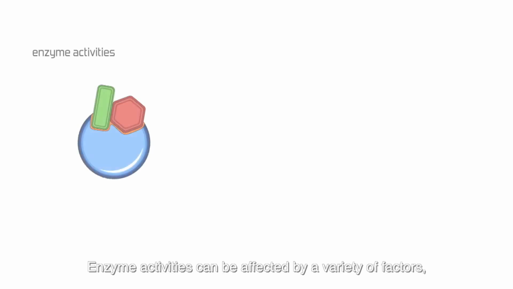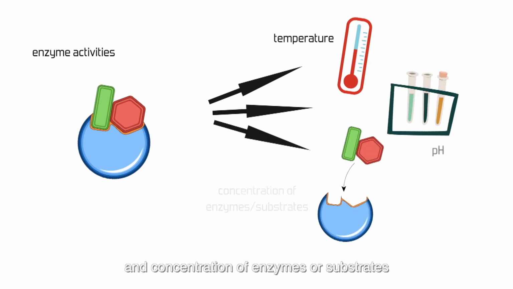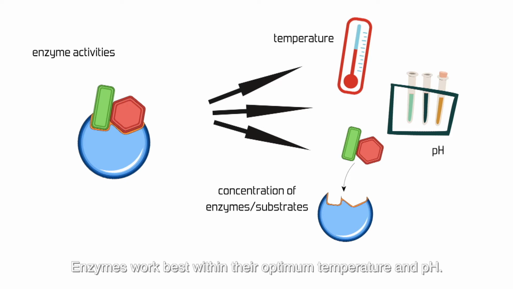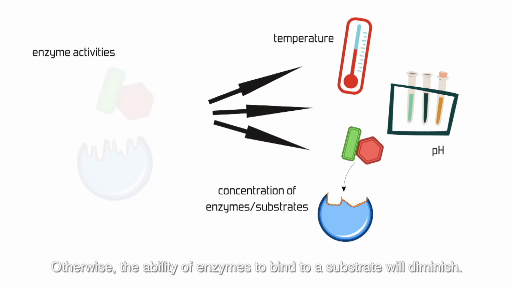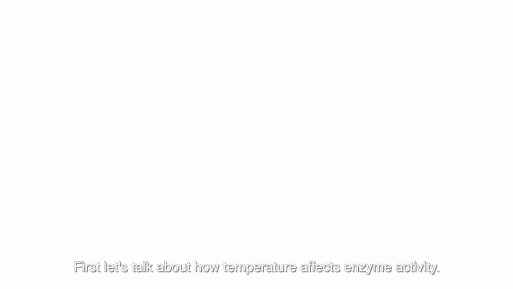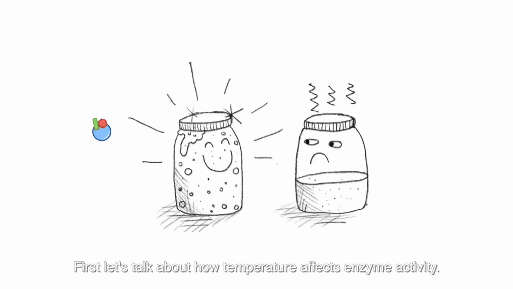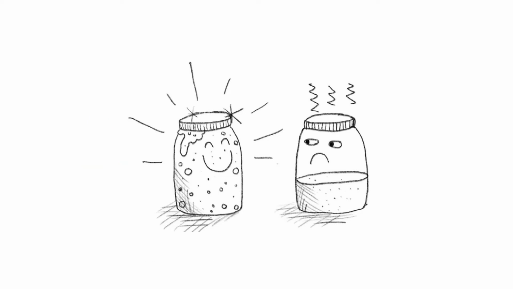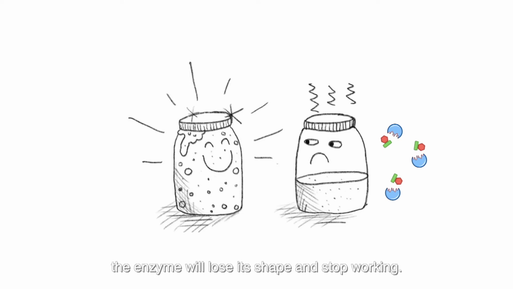Enzyme activities can be affected by a variety of factors, including temperature, pH, and concentration of enzymes or substrates. Enzymes work best within their optimum temperature and pH. Otherwise, the ability of enzymes to bind to a substrate will diminish. First, let's talk about how temperature affects enzyme activities. In most cases, rising temperature speeds up the reaction and lowering the temperature slows it down. However, if the temperature gets too high, the enzyme will lose its shape and stop working. It is known as denaturation.